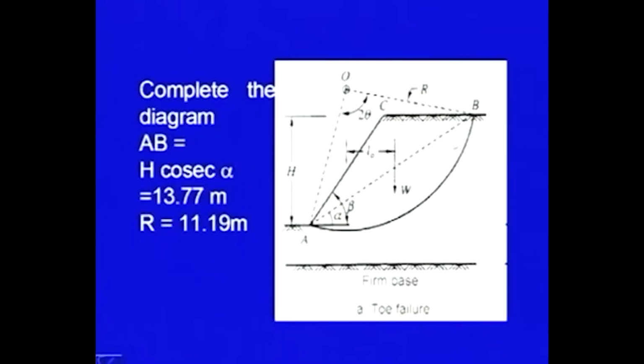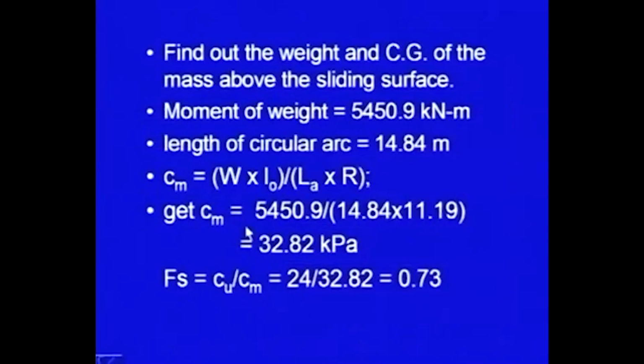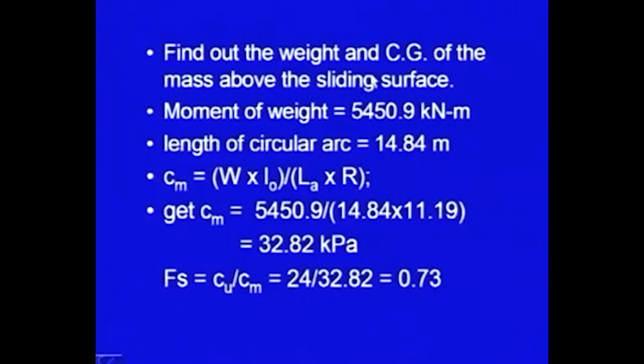Here AB comes out to be h into cosec of alpha, which is 13.77 meter, and the radius in this particular case comes out to be 11.19 meter. I am not showing the rest of the calculations, they are simple. You can use the geometry, and then you can find out the weight and Cg of the mass above the sliding surface. Then you can find out the moment of the weight, as I discussed. This moment will be weight into its Cg from the center of the circle. In this case, I got this value.